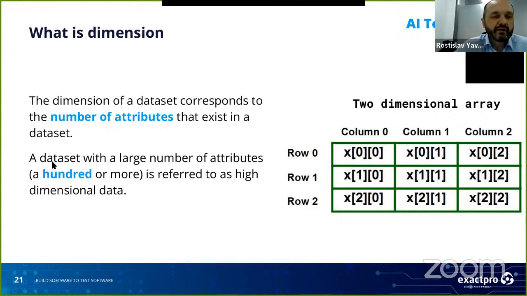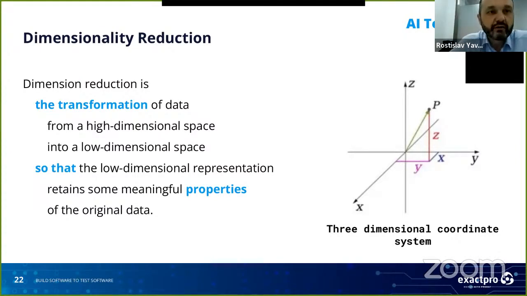Usually, again, it's a kind of magic number, but if you have maybe 10 parameters or even 20, that's considered a small dimension because you still can work with it. You can somehow visualize it and look at each parameter separately. But if the number of attributes is more than 100, it's definitely a high dimension. The idea of dimensionality reduction is the transformation of data from a high dimensional space into a low dimensional space, so that the low dimensional representation retains some meaningful properties of the original data.